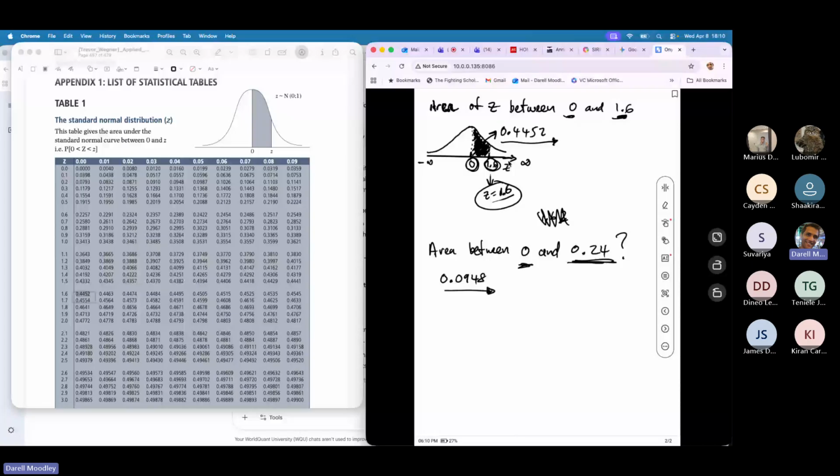Excellent. All right. Now I'm going to talk about something called symmetry. It's just a fancy word to say something is a mirror image. All right, I'll explain what I mean by that. Okay, so let me just clear this, and I'll take you through symmetry.